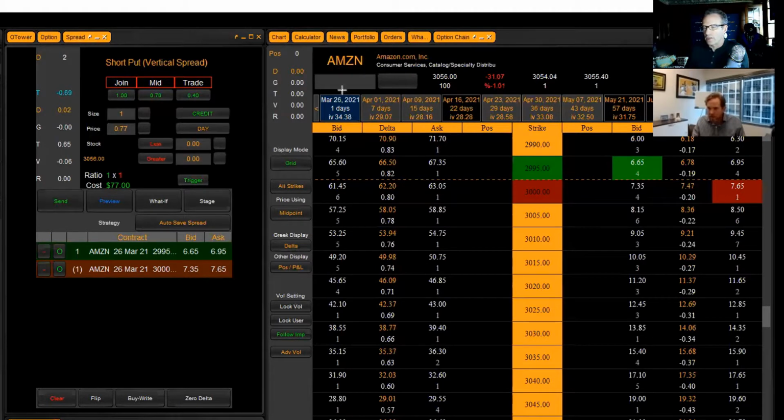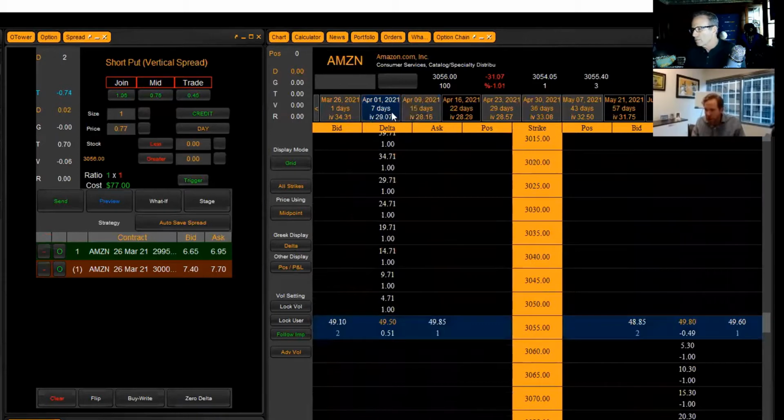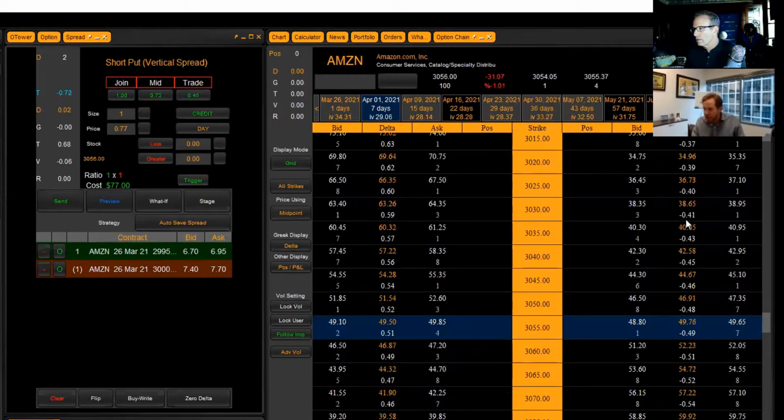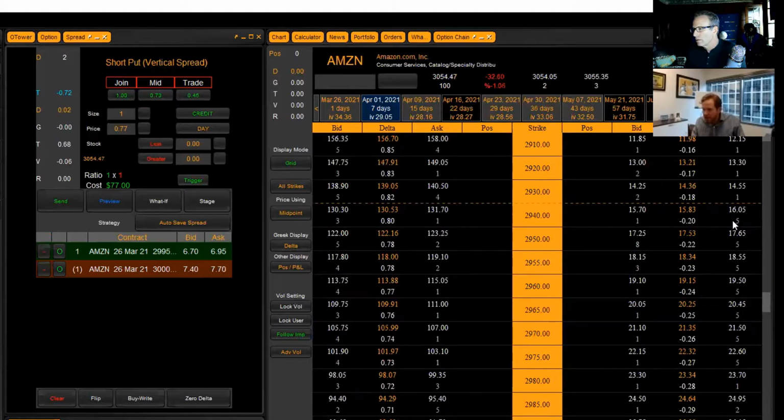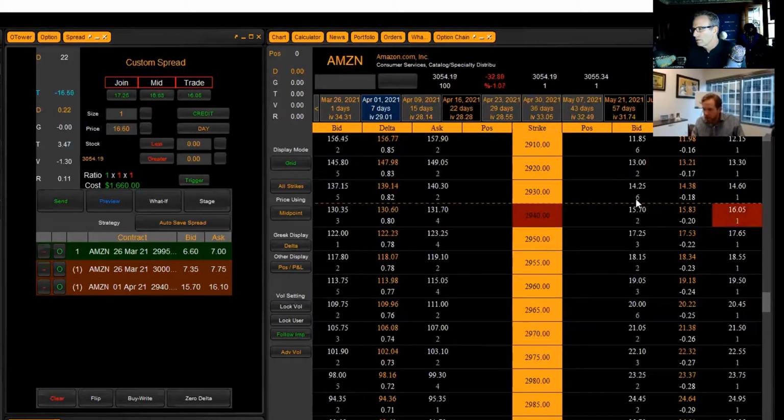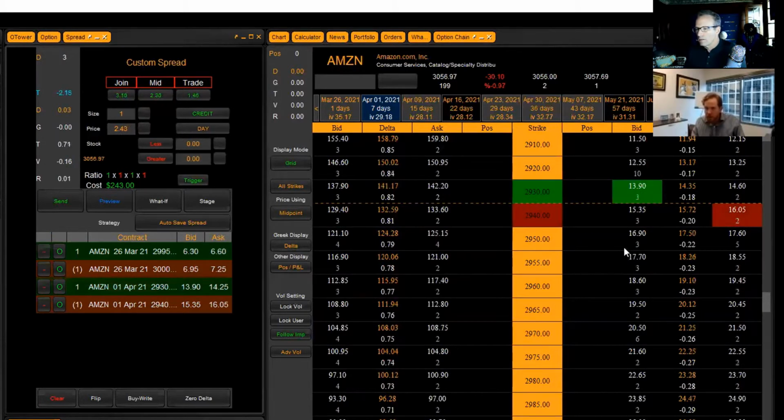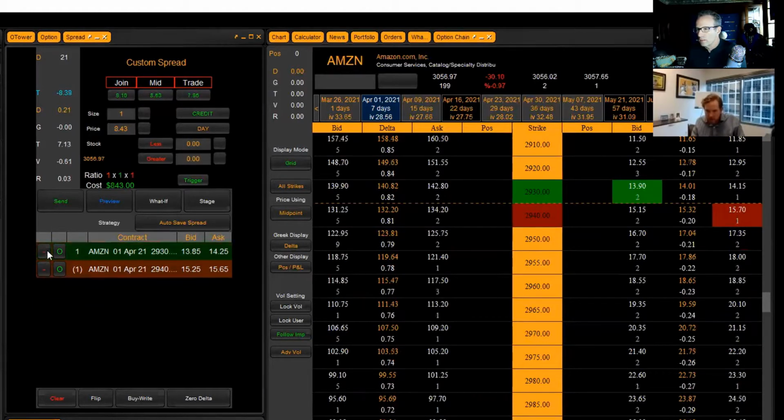We got about 70 cents there, and actually, I'm on the wrong expiration. Sorry. I want to be looking at the April 1st expiration here. And this one we'll sell the 29.40 and buy the 29.30. There you go. So this one's about $1.40. Yep, $10 spread, $1.40 credit.